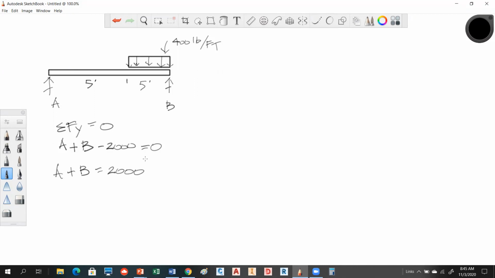So now I'm going to take a moment at A. I know that the sum of moments at any point has to equal 0. So I know that this load is acting half the distance over, so that would be 2.5 this way. So if I'm coming from A, that would be 5 plus 2.5. So that's going to be 7.5 times 400 times 5, or we know that that's just 2,000, minus 10 for the B support.